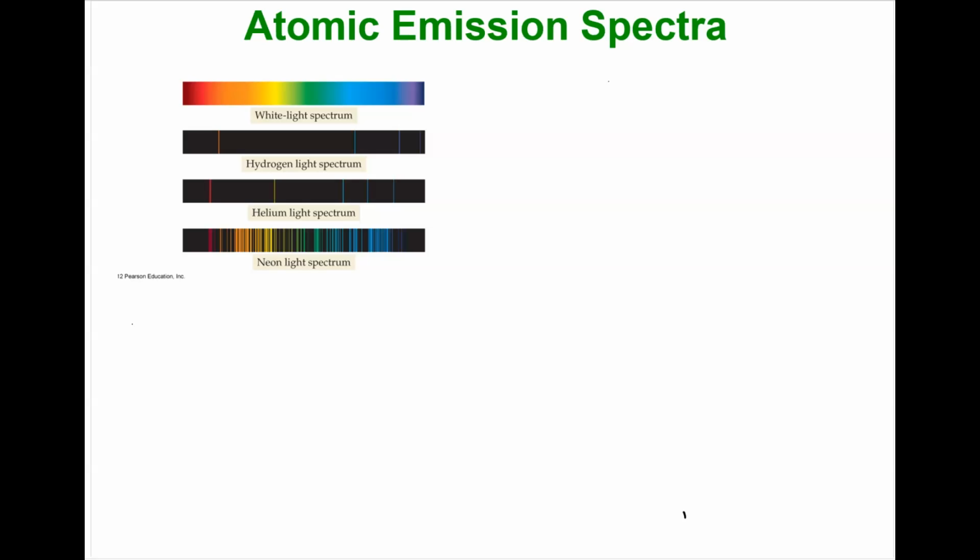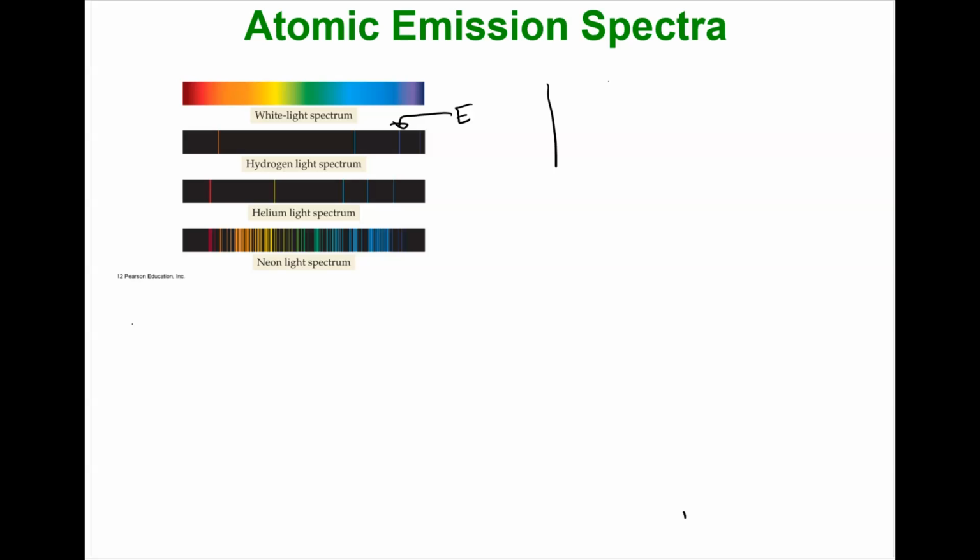Now we have established that the lines in each atomic emission spectra correspond to some energy level. What does that mean? What is that related to? It turns out it's descriptive of energy levels of electrons in atoms.